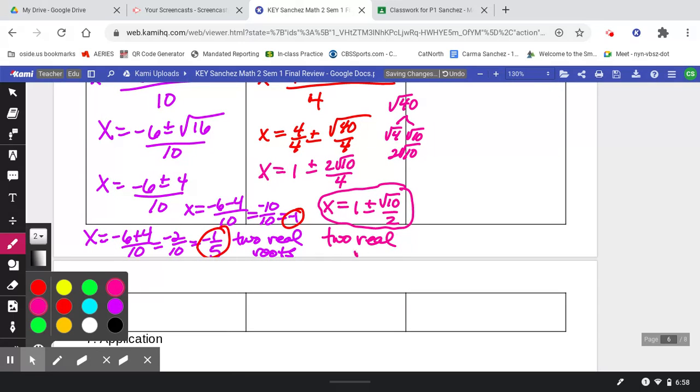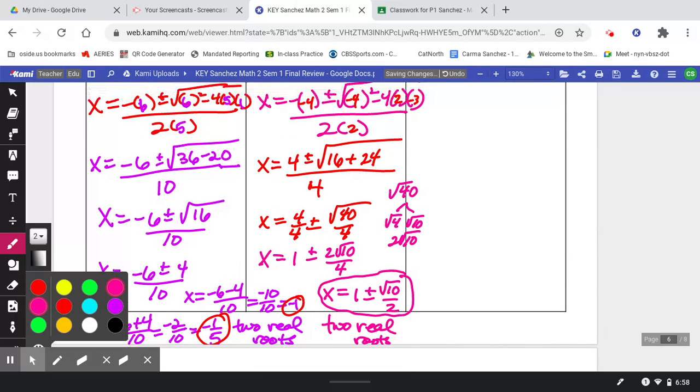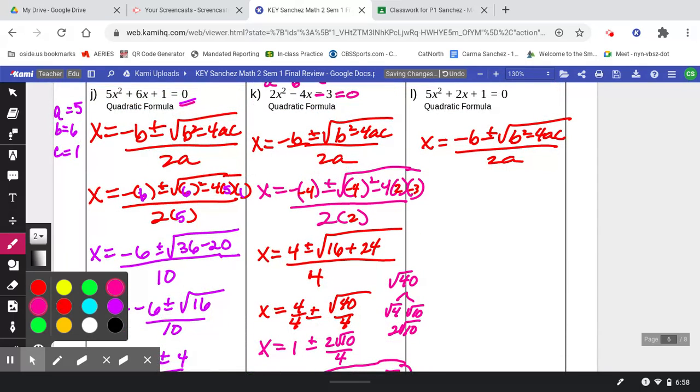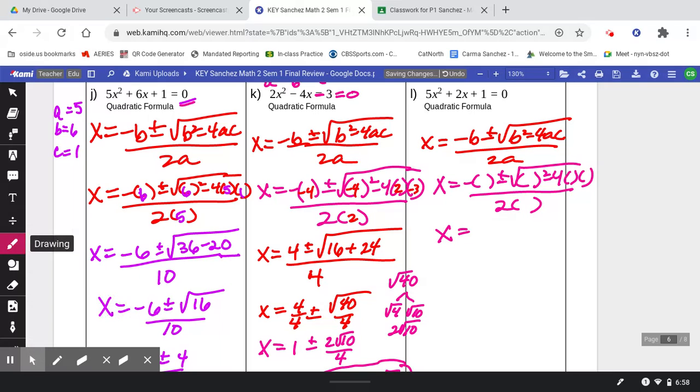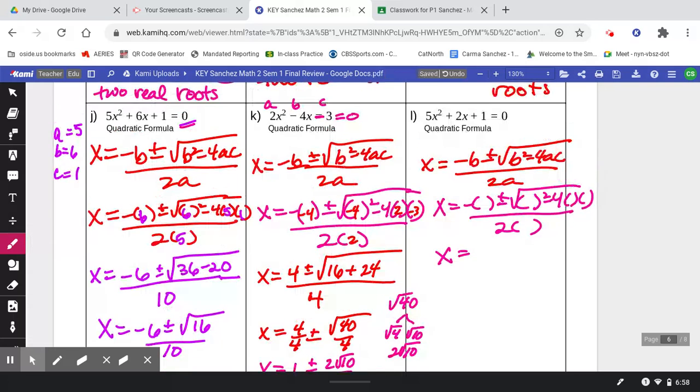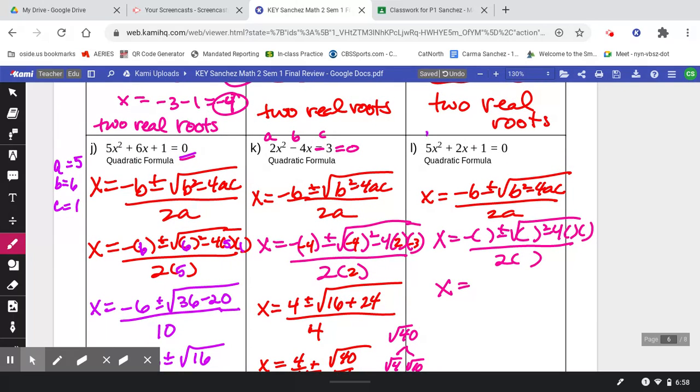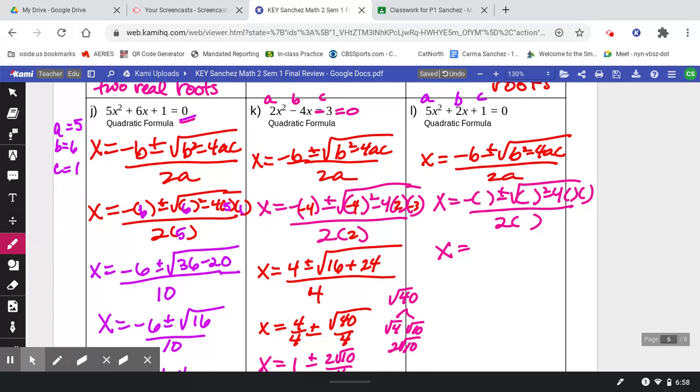Why is it two roots? Because of that plus or minus, there's two things going on there. Last but not least, get the parentheses ready for plug-in. And here I'm plugging in A. Notice it's already equal to 0. A is equal to 5, B is equal to 2, and C is equal to 1.